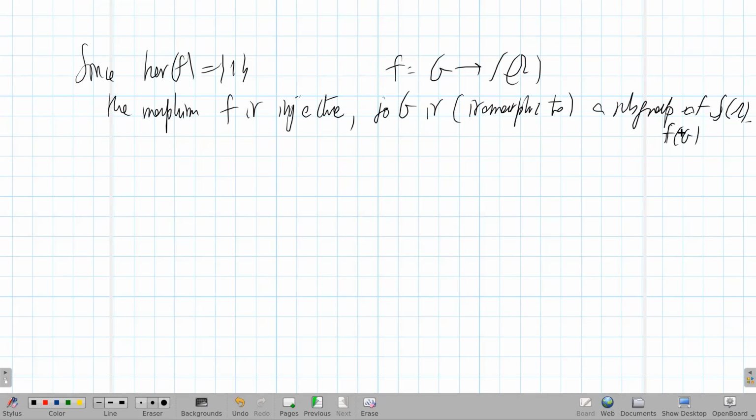I mean, replace G with FG and you are there. So this is injective, so FG is isomorphic to G, okay?